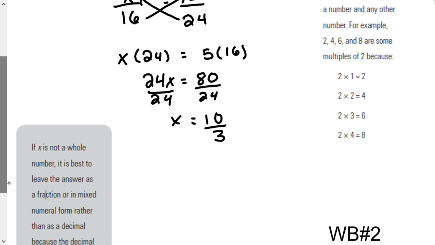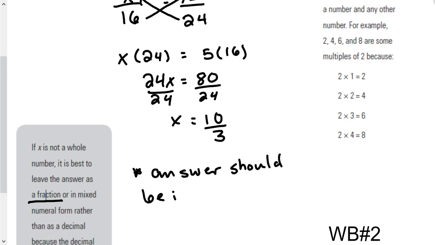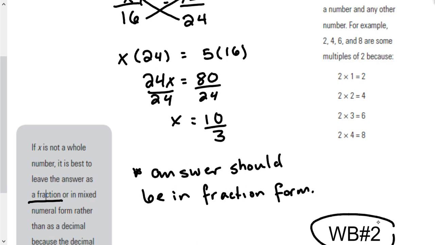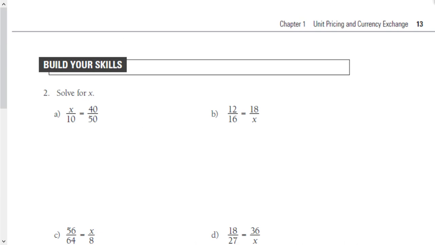And that is an important thing to know because you need to leave your answer in a fraction form rather than a decimal. So make sure to note: answer should be in fraction form. This leads us to workbook number 2. We're going to solve for x.